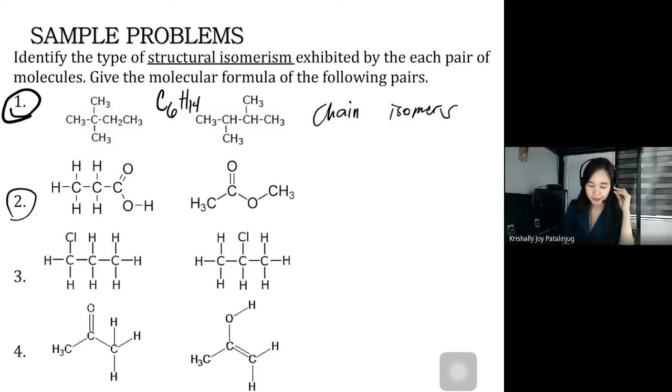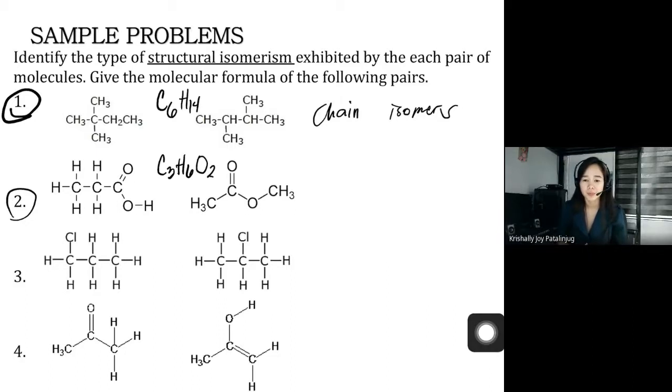Molecular formula first. So C3. How many hydrogens? 2, 4, 6. So 6. They are the same: 6 hydrogens, 3 carbons. Then, 2 oxygens. So they are isomers of each other. Then identify the type of structural isomerism. What is the type of structural isomerism?